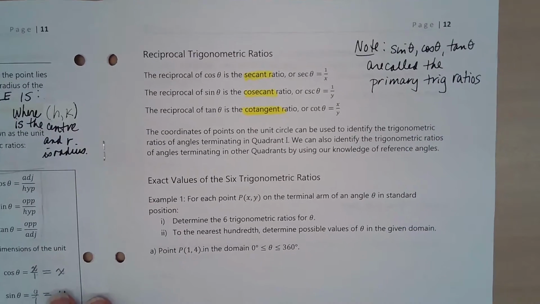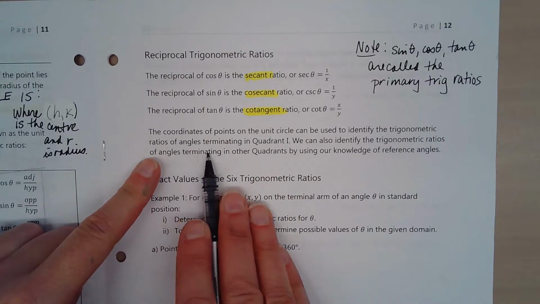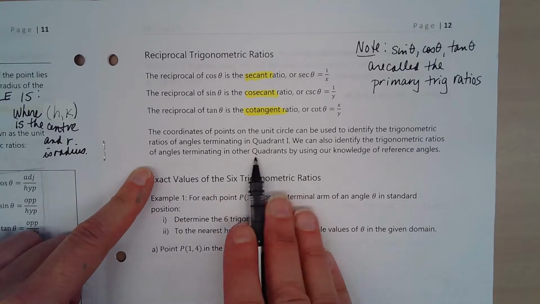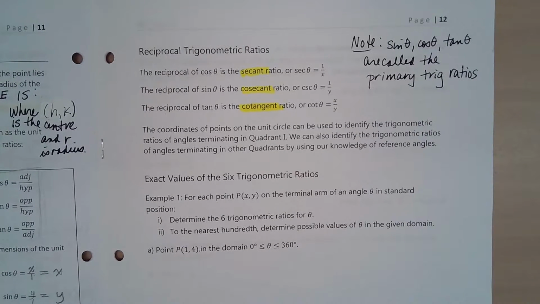Okay? So the coordinates of points on the unit circle can be used to identify trig ratios of angles terminating in quadrant 1. We can also use our knowledge of reference angles to find values for trig ratios in all 3 other quadrants. Okay? Any questions so far before we go on with this? Are we doing okay? So the big takeaway is every point that's on the circle and also on the terminal arm of an angle, we're not going to call the coordinates x, y anymore. We're going to call it cos theta, sine theta.